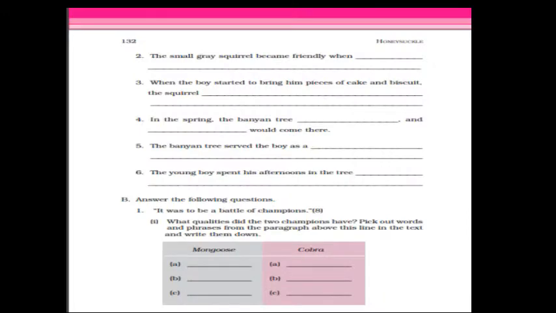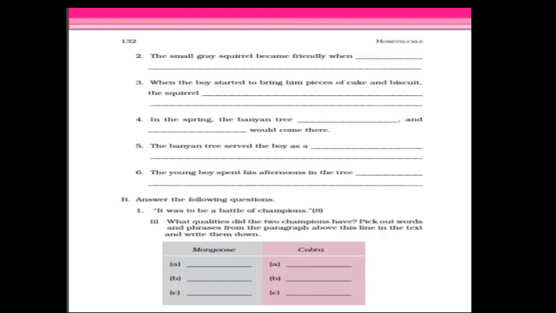Next one. The small grey squirrel became friendly when it found that the boy had no catapult or air gun, because there was nothing to attack the squirrel. So the squirrel has become friendly to the boy. When the boy started to bring him pieces of cake and biscuit, the squirrel became quite bold and began to take morsels from his hand and pocket. In the spring, the banyan tree dash and dash would come there.